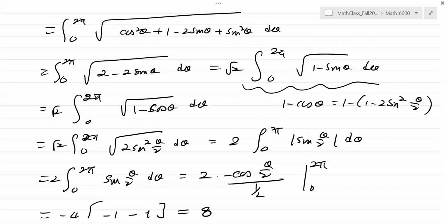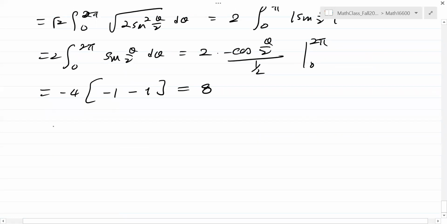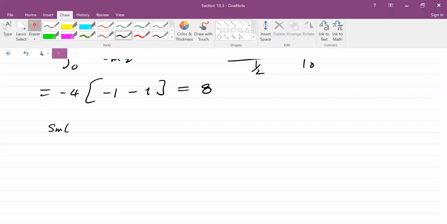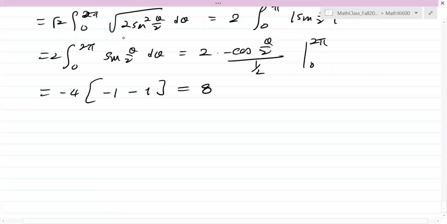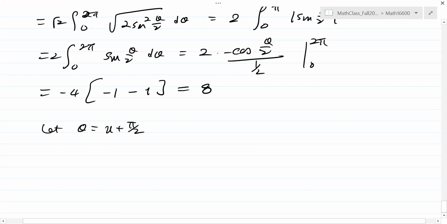We know that sine theta, if you let theta be, how about like this, if you let theta be u plus pi over 2, then sine theta is going to be sine of u plus pi over 2. Get rid of pi over 2, you will get cosine u. Do you know this?